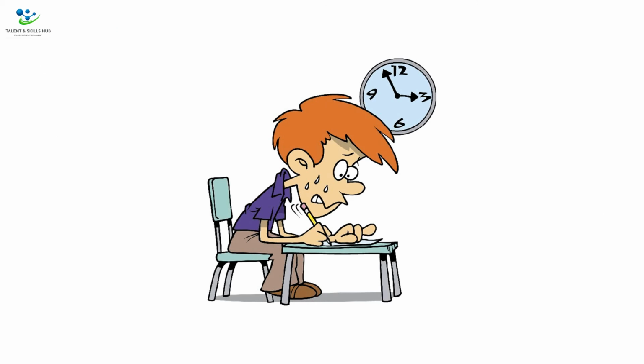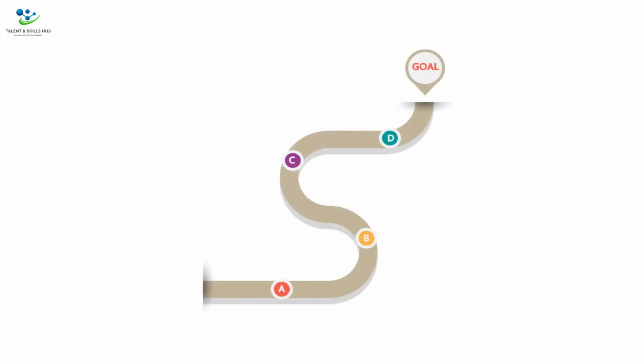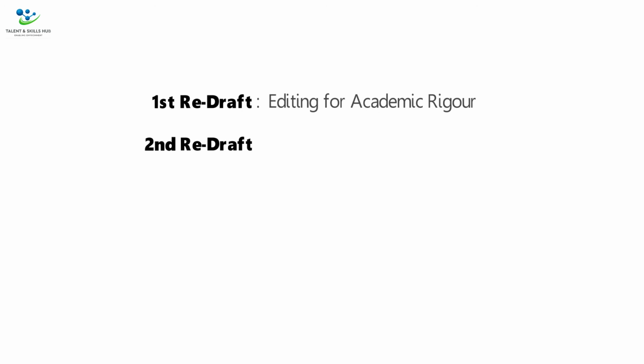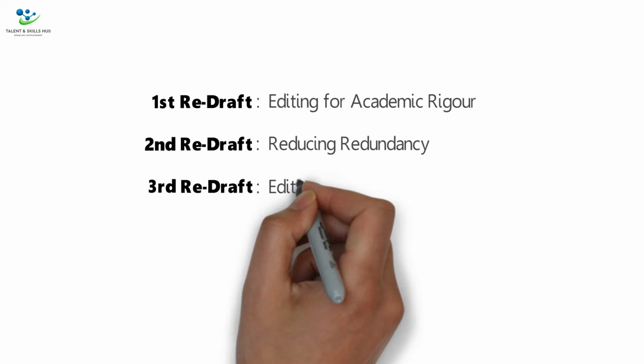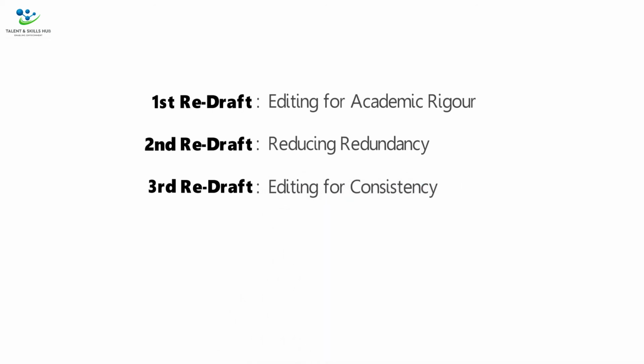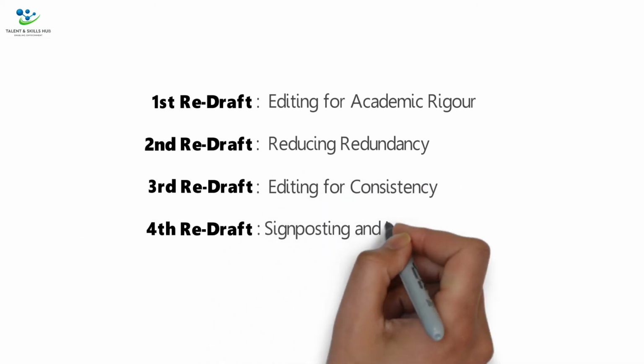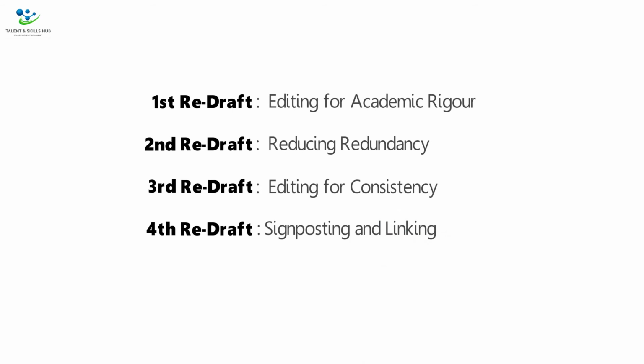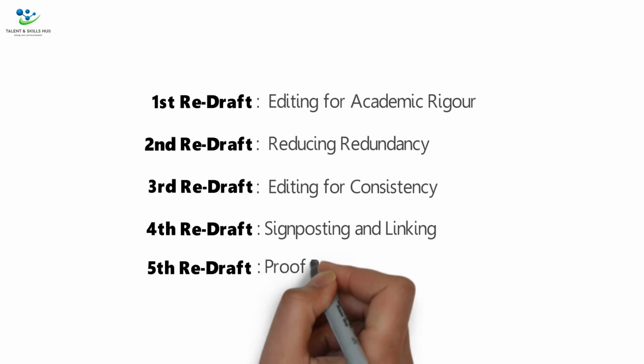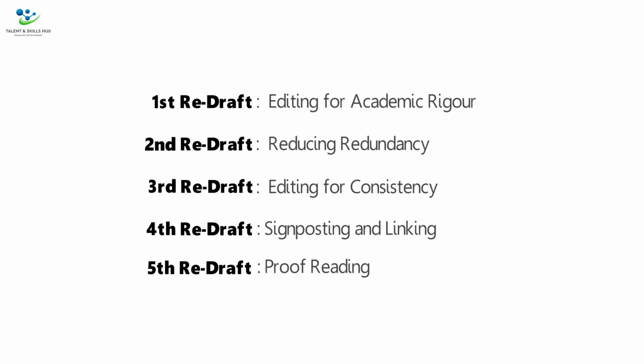Instead of redrafting as you go, why not look to make drafting a process with formal stages and different questions to be addressed at each stage? First redraft, editing for academic rigor. Second redraft, reducing redundancy. Third redraft, editing for consistency. Fourth redraft, signposting and linking. Fifth redraft, proofreading. For more advice, see the lesson on editing.